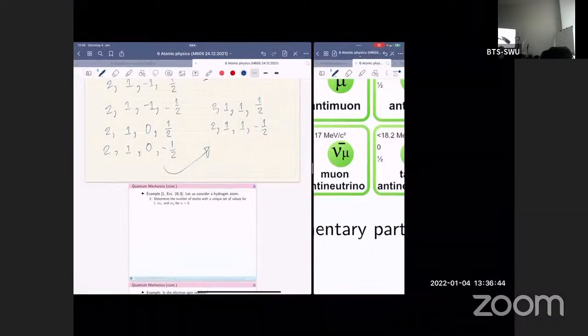Let me turn on the lamp. I forgot to close the lamp, otherwise there will be reflection from that monitor.